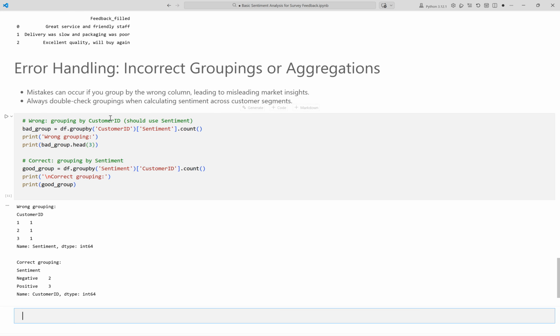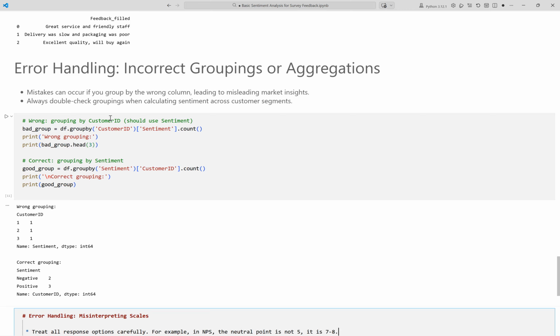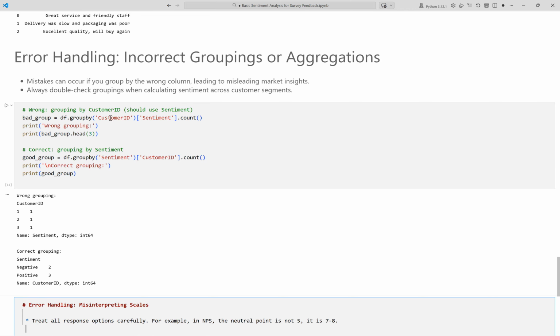Error handling, misinterpreting scales. Treat all response options carefully. For example, in NPS, the neutral point is not 5, it is 7 to 8. Review official scoring to avoid wrong business conclusions.